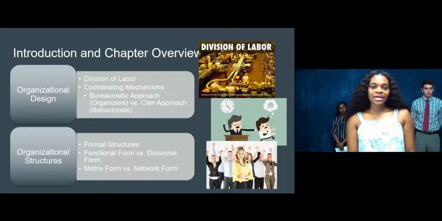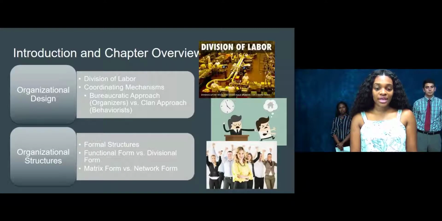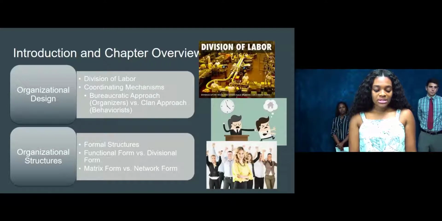Organizational design consists of two different functions: division of labor, which is how work in a firm is divided among the employees, and then you have the coordinating mechanisms, which are the specific activities that need to be coordinated and how you coordinate them. Coordinating mechanisms consist of two approaches.